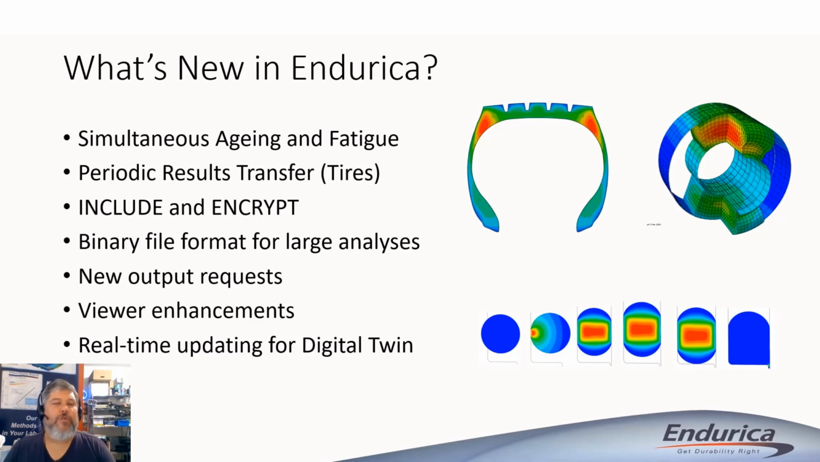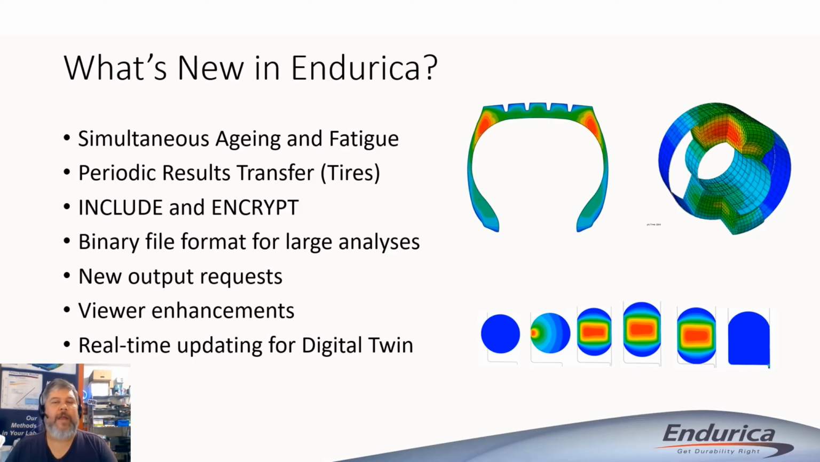Perhaps the most important new feature is the ability to simulate the combined effects of aging and fatigue. There are lots of applications: tires, bushings, oil and gas. Whenever you have a long part life and long-term heat exposure, the mechanical properties of the rubber are going to evolve in a time-dependent way. So now you can deal with this using the Endurica DT aging feature.